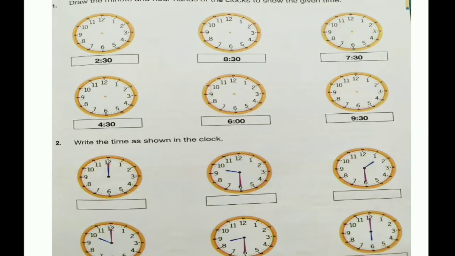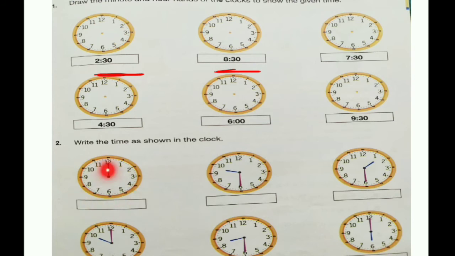Just now we have drawn the hands for half an hour later and half past. Like that only you have to solve, or you have to draw a minute and hour hand for the given time. Okay, for this time you have to draw the hour hand and the minute hand. Now next question, write the time as shown in the clock.